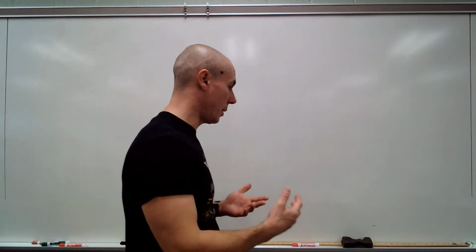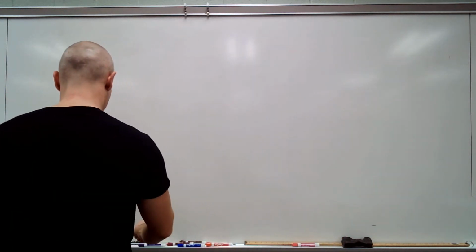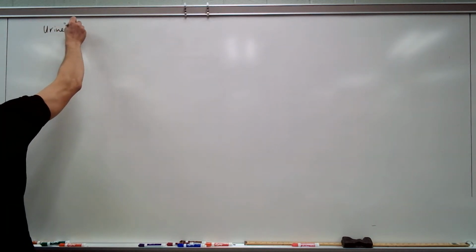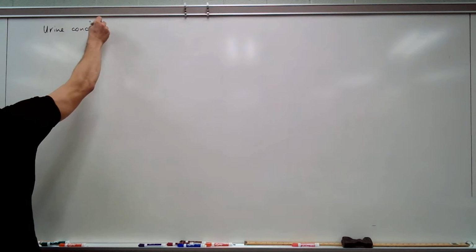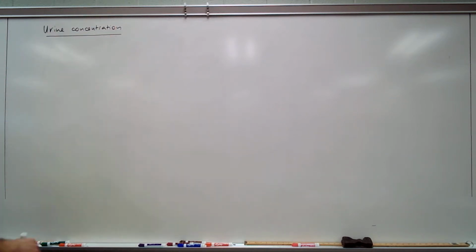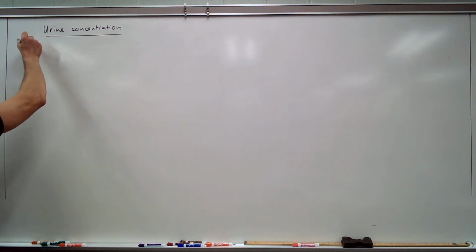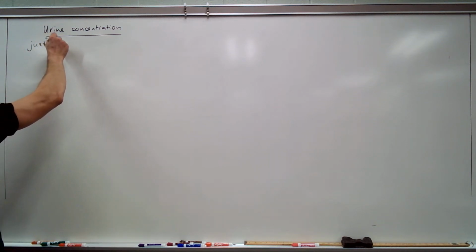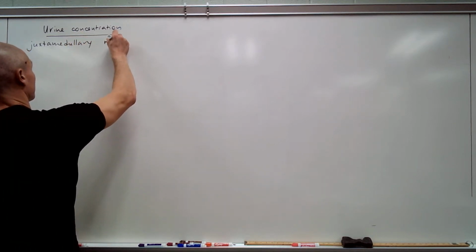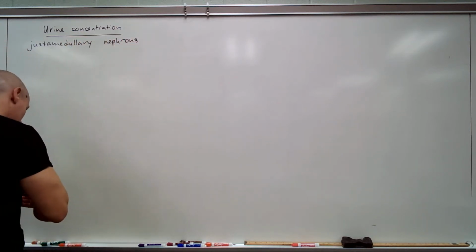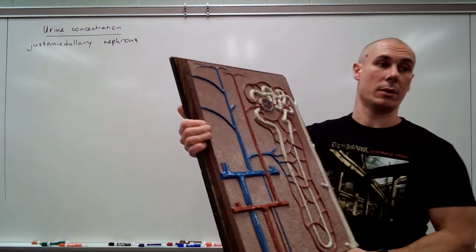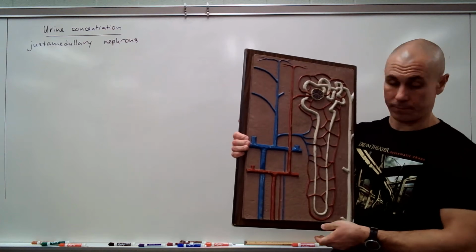So we're going to chat about the regulation of the urine concentration. This regulation happens in juxtamedullary nephrons. Okay, so this is a typical juxtamedullary nephron here.